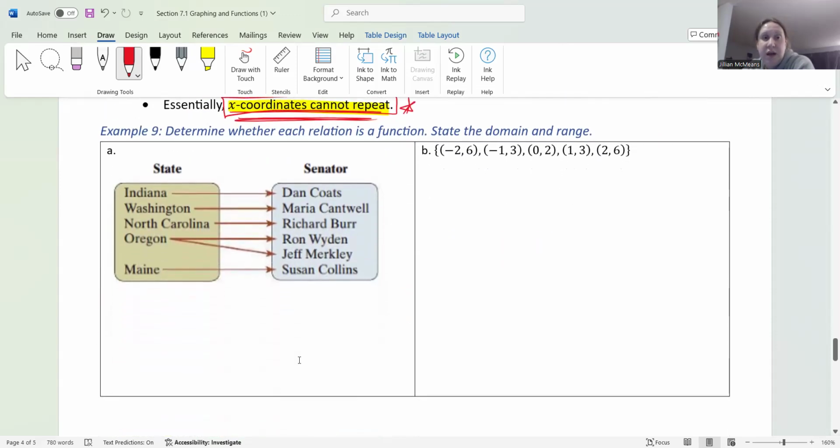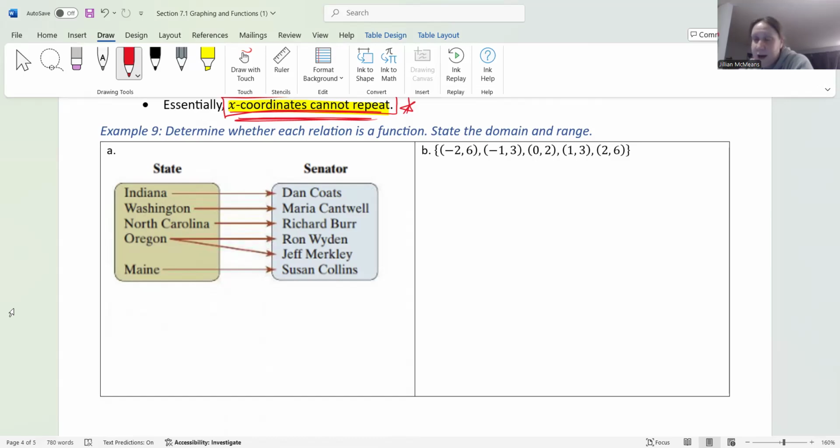For example 9, it says determine whether each relation is a function, and state the domain and the range. What we're looking for is, would x's repeat? Does an x correspond to more than one y? In this first example, we just have little information bubbles. We have states and their senators, and I have no idea when this information was pulled. This is definitely an old example that I remember using a number of years ago, so this information is probably outdated. Doesn't matter. The idea is the same.